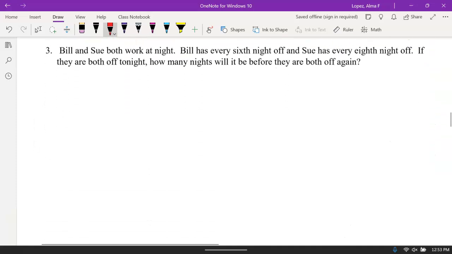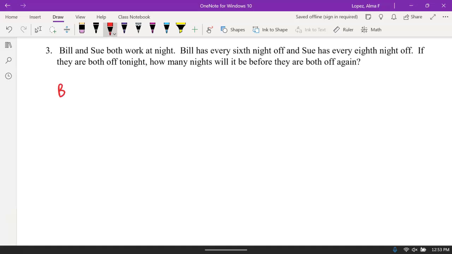Let's take a peek at this first stated problem. It says, Bill and Sue work at night. Bill has every 6th night off, and Sue has every 8th night off. If they are both off tonight, how many nights will it be before they are off again? So we're actually looking for a multiple here.